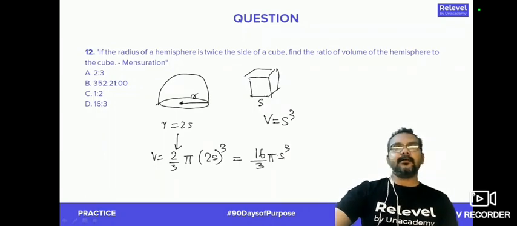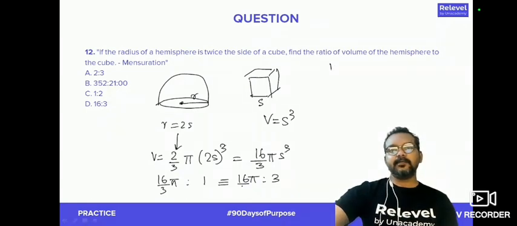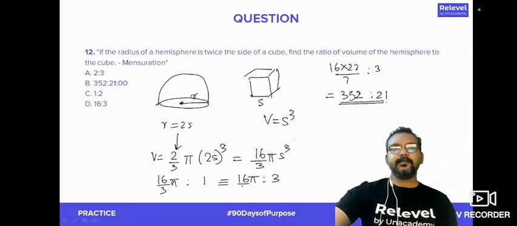So the volume ratio of the hemisphere to the cube would be 16 by 3 pi is to 1, which basically becomes 16 pi is to 3, and pi is 22 by 7. So if I substitute, 16 times 22 by 7 is to 3. So you will end up with 352 is to 21. So that is option B. Obviously this double zero here is a typing mistake. So 352 is to 21 is the answer.